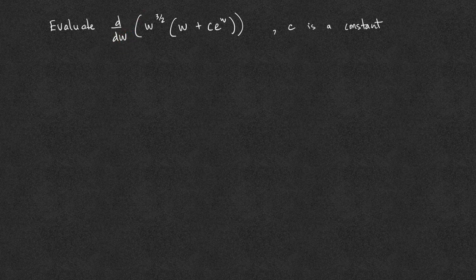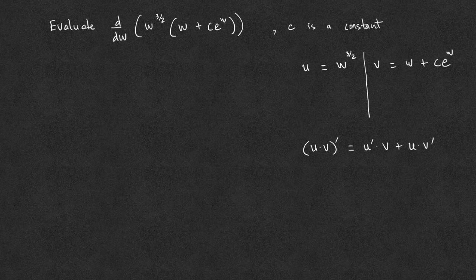Now, inside is a product, so we're going to use the product rule. There are two factors here. The first factor, u, is w to the 3/2 power, and the second factor is v equals w plus c e to the w power. The product rule says that if we have u times v, the derivative of u times v is u prime times v plus u times v prime.